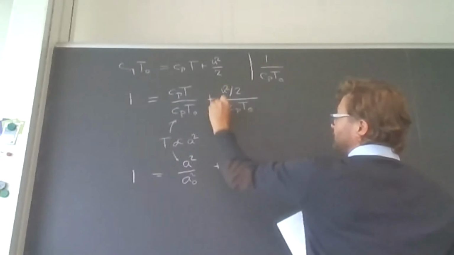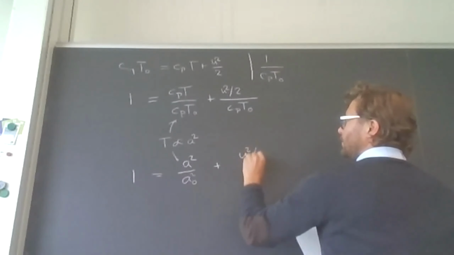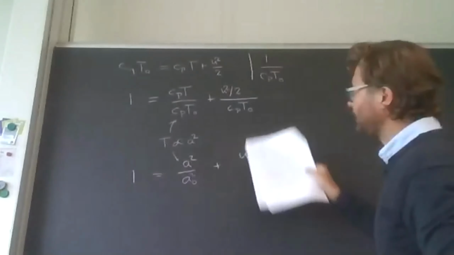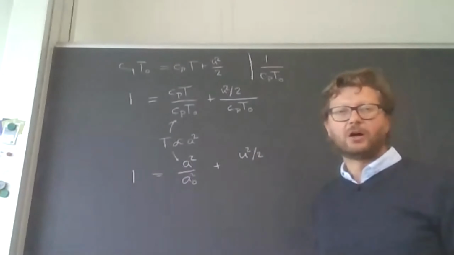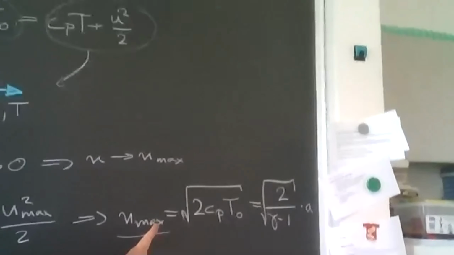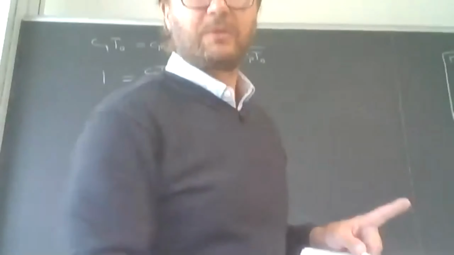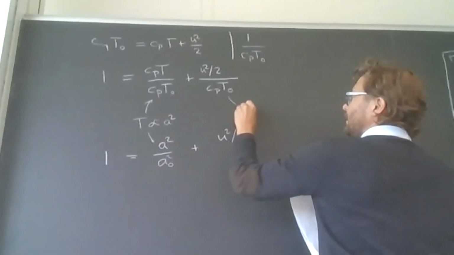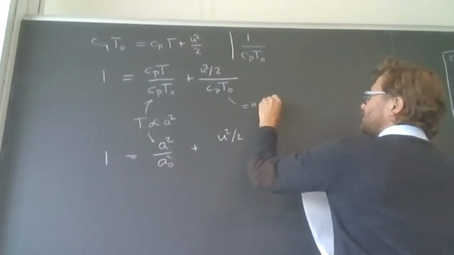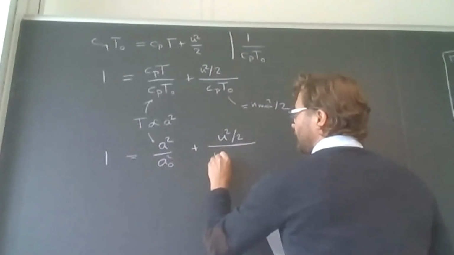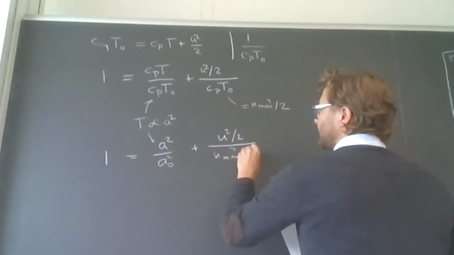plus, and what do we do with the second term? Well, on top, we have U squared over 2. Now, what is Cp T naught here? If we go back to the other side of our blackboard, we see that Cp T naught is just U max squared divided by 2. Okay, let's replace Cp T naught here by U max squared divided by 2.